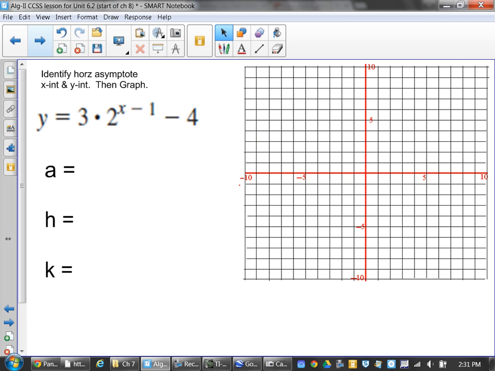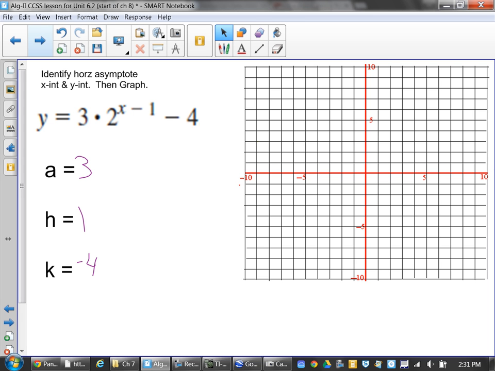We do the exact same thing. When we go to start this shift graph, we're always going to identify a, h, and k. So what's a? It's 3. What's h? Plus 1. Plus 1, good. And then k? Negative 4. Good. You guys caught that. You remember the rules with the opposites and stuff like that.